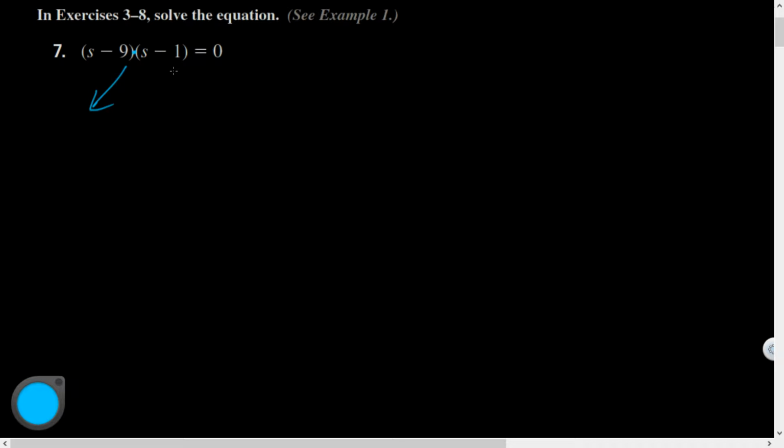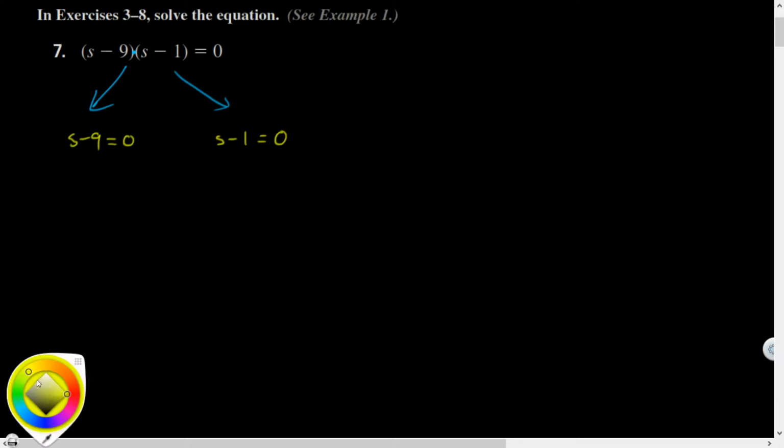I can break this up into two cases. And either s minus 9 is going to equal 0 or s minus 1 equals 0. And the reason that's true is I've got two things here that multiply to be 0, so therefore one of them must be 0. And now I just solve these normally.